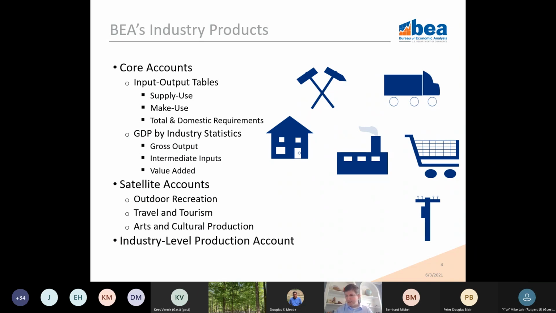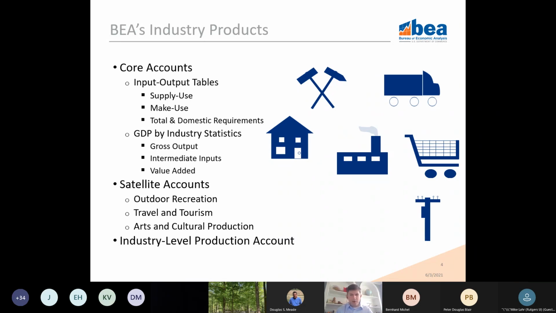The GDP by industry statistics provide key indicators for each industry, including gross output, intermediate inputs, and value added, all in both current and real terms, and all based ultimately on and fully consistent with BEA's input-output tables. I'll come back to talk about these core statistics, the input-output tables and GDP by industry statistics, in a little more detail on the next slide.